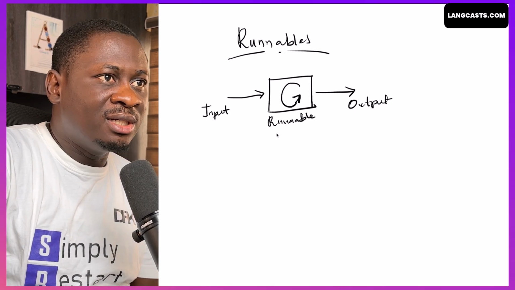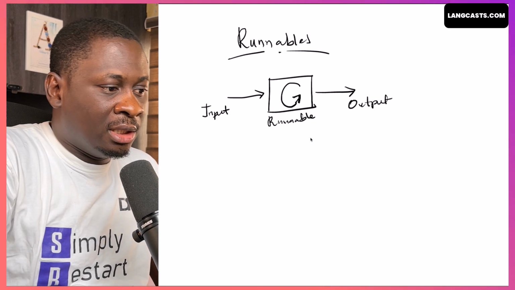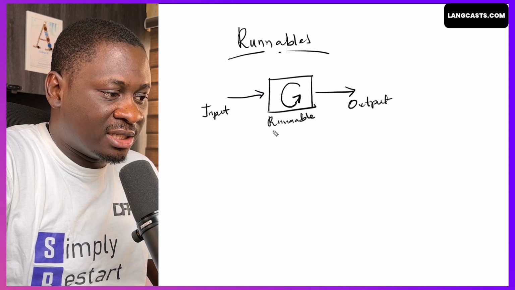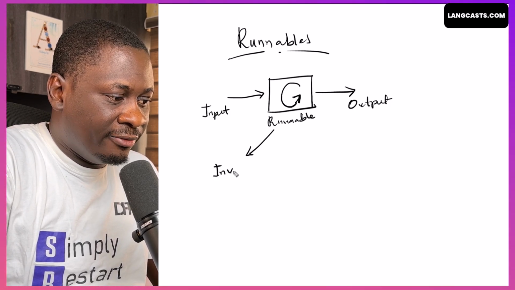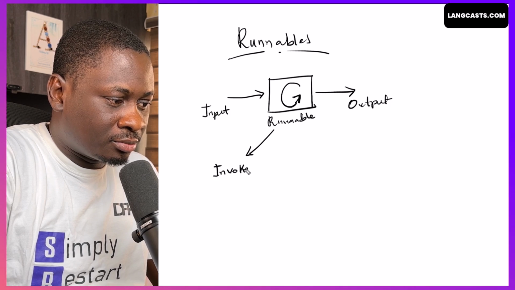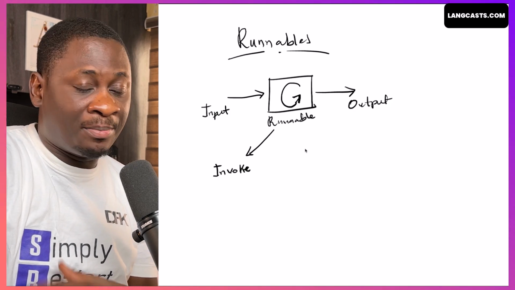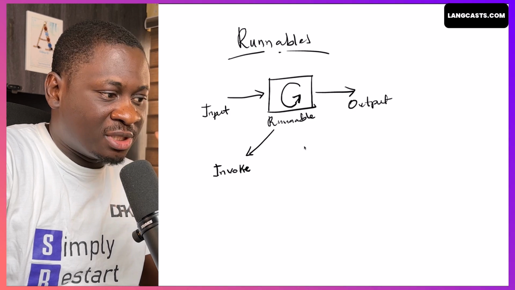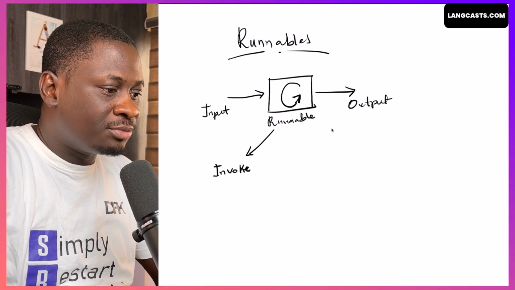However, the standard runnable interface in LangChain has three main attributes, and the first is that it can be invoked. What this basically means is that you can pass in a single input and generate an output. That's what invoke basically means. You can take a single input and generate a single output.